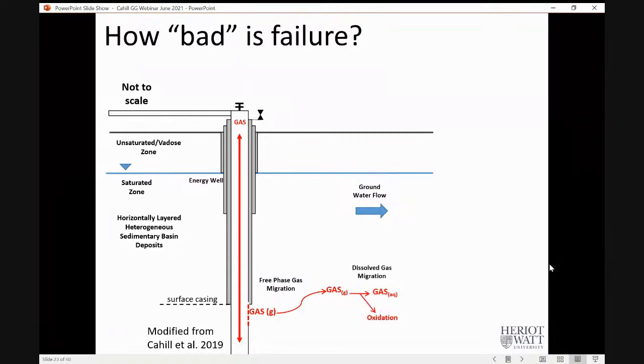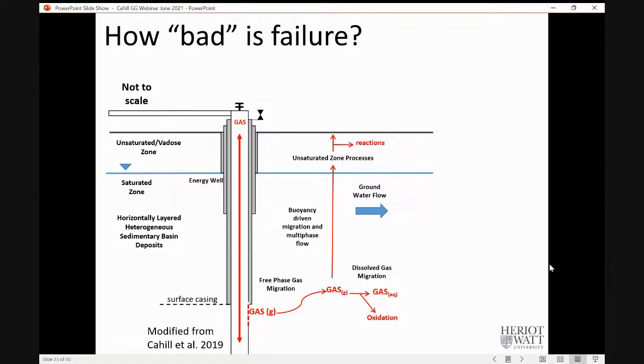Some of that will dissolve and then be able to move in groundwater if it's present, advectively. And then there could be some reactive transport there as well with oxidation reactions. Some gas will stay free phase, and due to buoyancy forces will push its way up like a bubble. You imagine coming up through the stratigraphy there, driven by multi-phase flow.